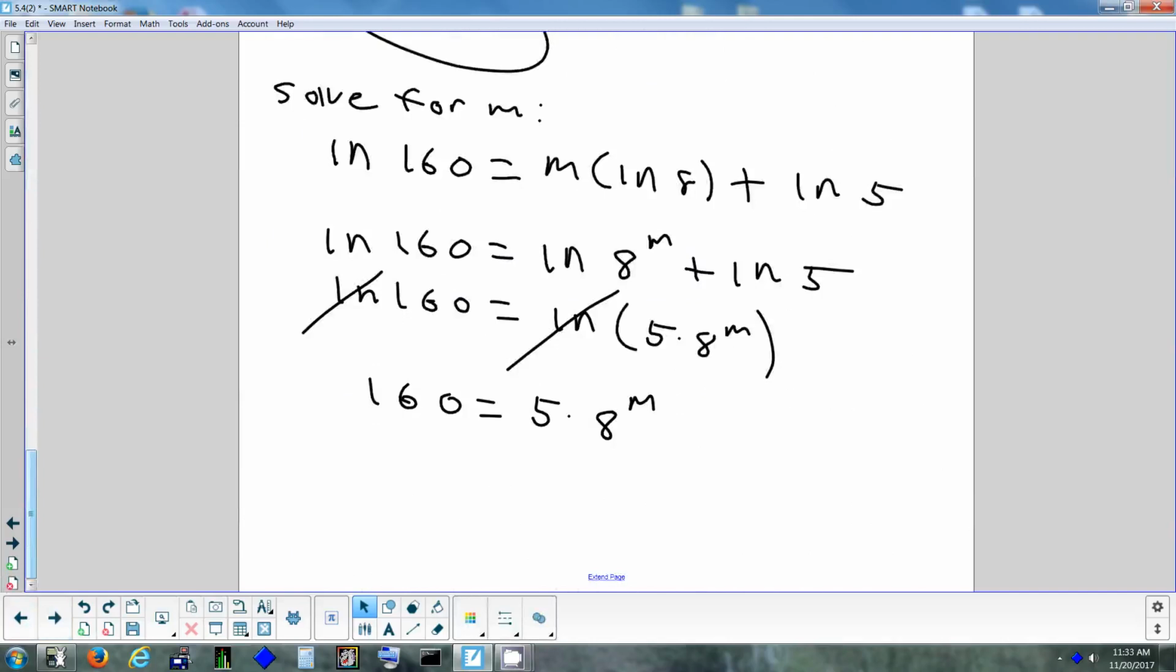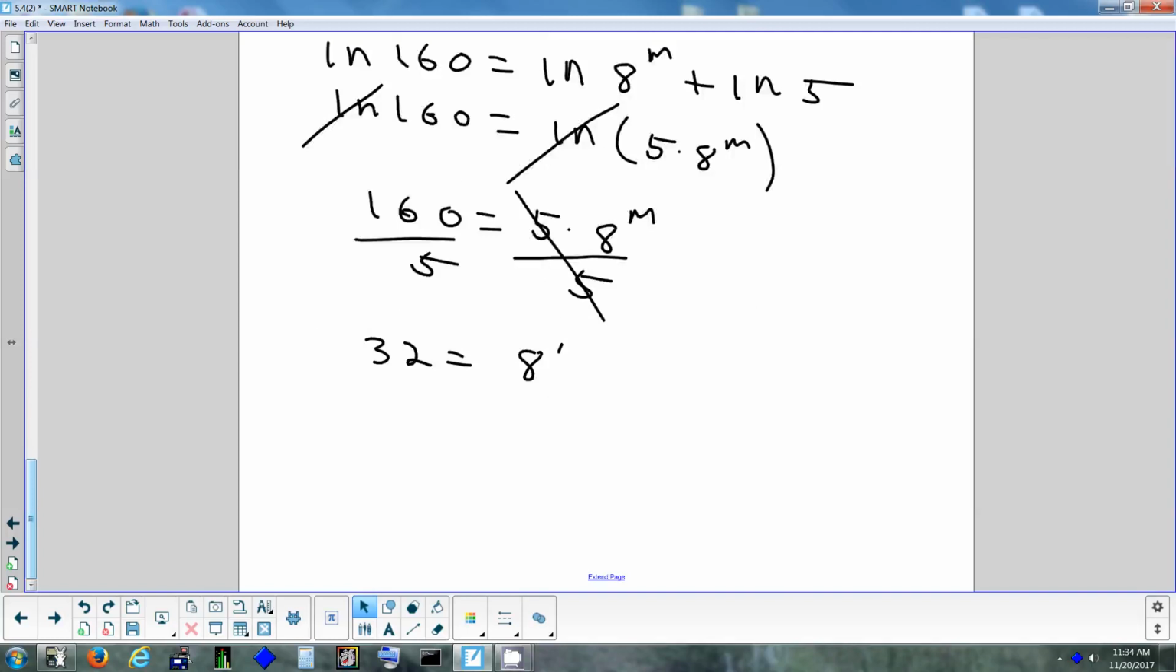Anyone see something I could do to get 8 to the m by itself? Divide by 5. So now we've got 160 divided by 5, which comes out nice. Anybody know what 160 divided by 5 is? Yep, 32. And this actually works out very nicely because both 32 and 8 are powers of what number? Yep, 2. They're both powers of 2, so if I can write them with the same base, then I can solve this very easily by hand.